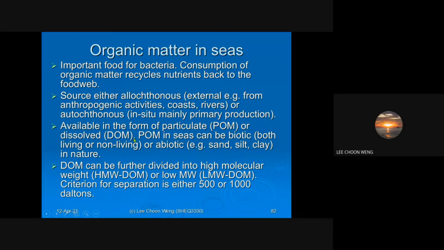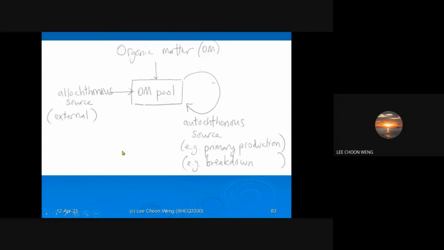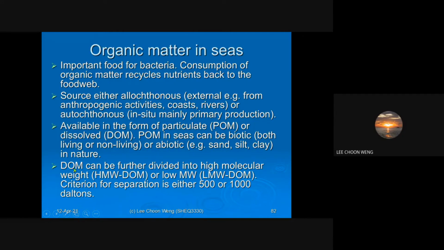So the particulate organic matter can be biotic or abiotic. Abiotic is non-living, biotic is living. For abiotic, it's like sand, silt, or clay. For biotic, usually it's the larger organisms that are trapped on the filter. So particulate organic matter are those that are trapped on the filter, and the filtrate that passes through the filter is dissolved organic matter. Then for dissolved organic matter, you can further divide them into high molecular weight or low molecular weight. Usually we use Daltons to separate between high and low molecular weight.